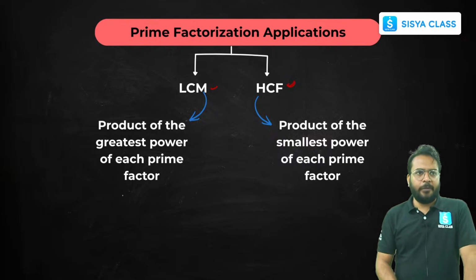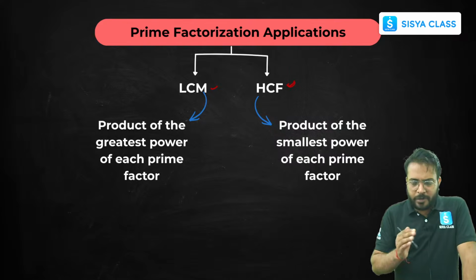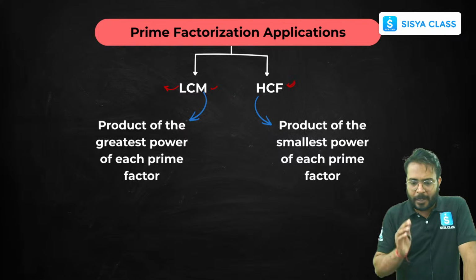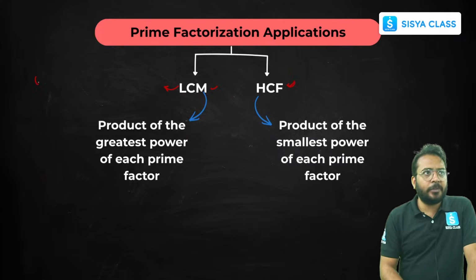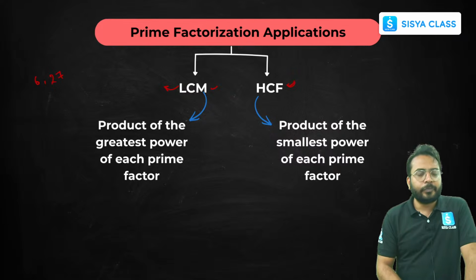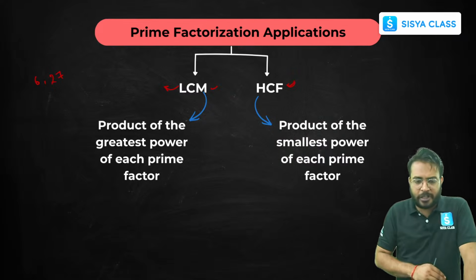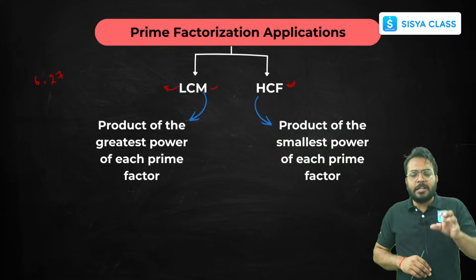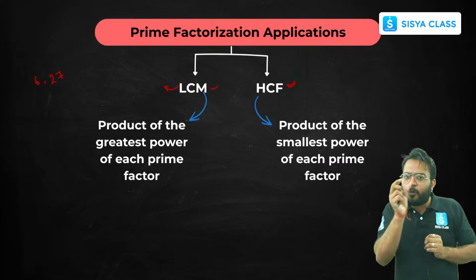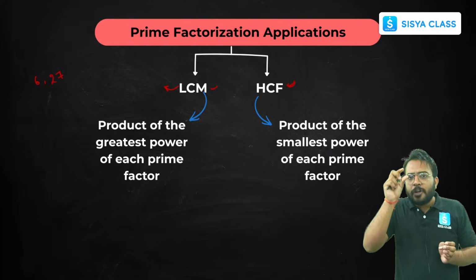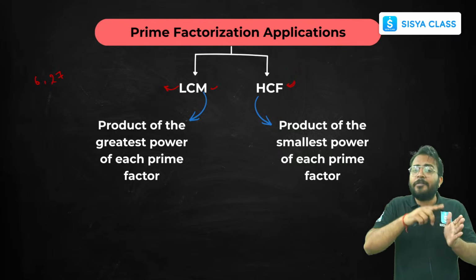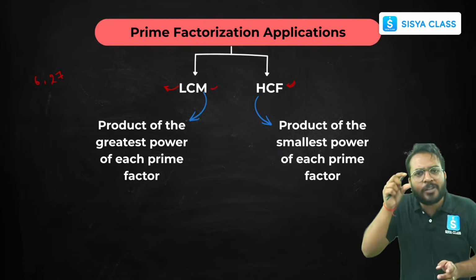Suppose I am having two numbers. What is LCM? LCM is your lowest common multiple. Suppose I have two numbers, 6 and 27. What is the meaning of LCM? LCM is the lowest common multiple. That means we need to find the number which comes in the multiples of 6 as well as in the multiples of 27, and that has to be the smallest one.